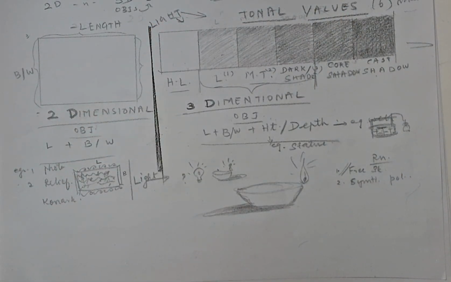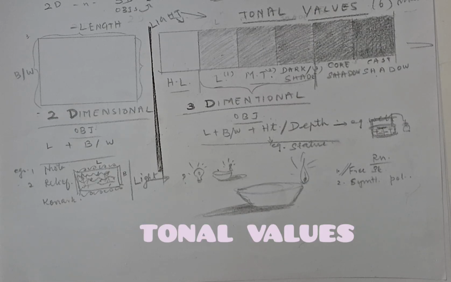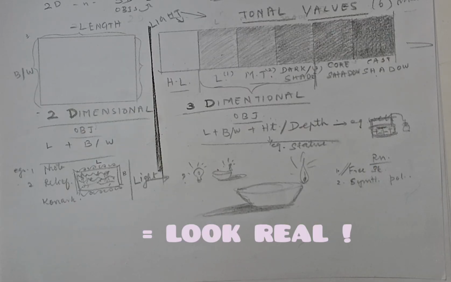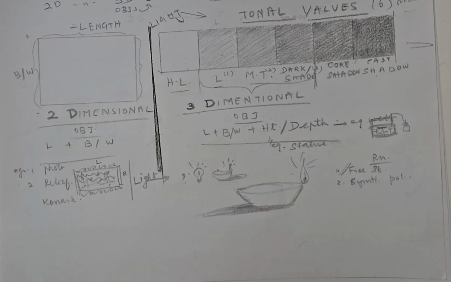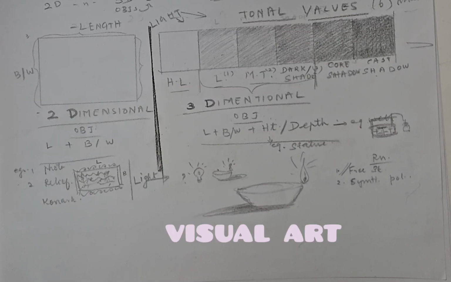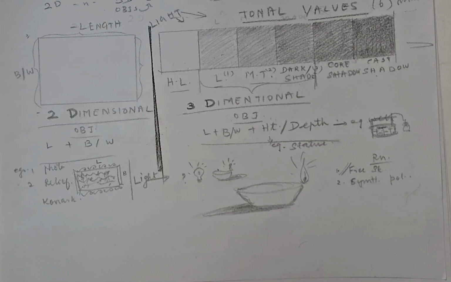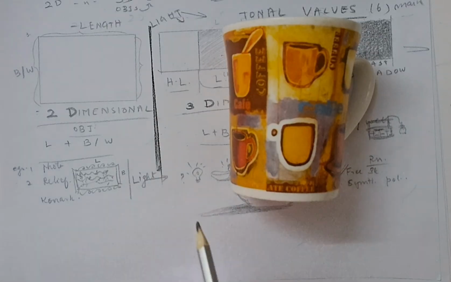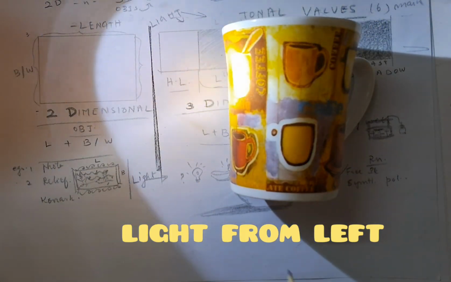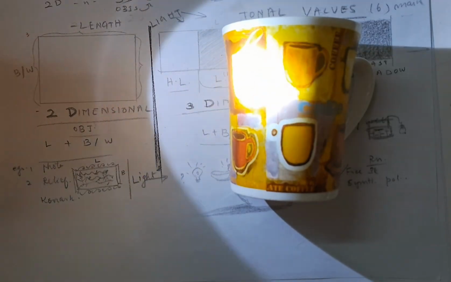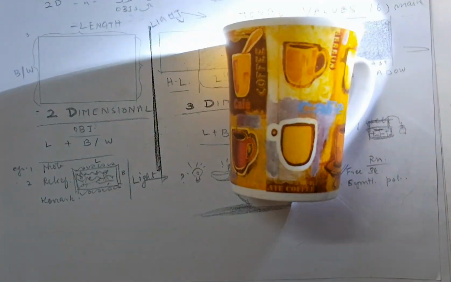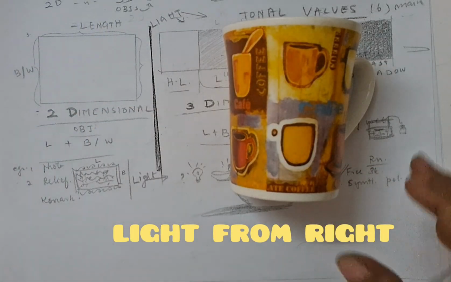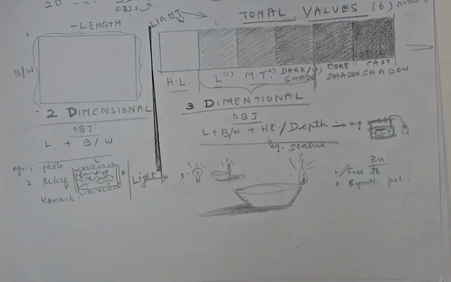Now, if you have to give tonal values and then render a drawing and make it look real, then you have to follow certain rules and some calculations because you are learning visual art, right? First, you have to determine from where you receive light. I keep this object here and you receive light from here. You can see the cast shadow here. Everything is determined from where you get light. First of all, you'll have to observe that.